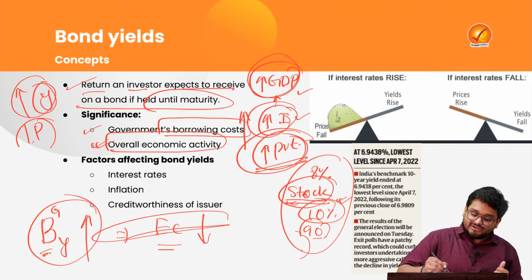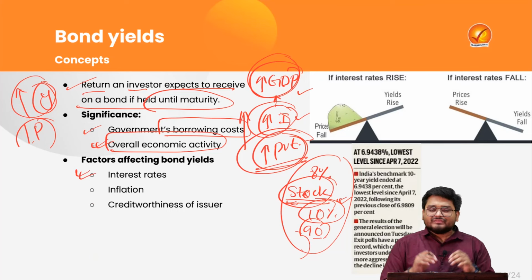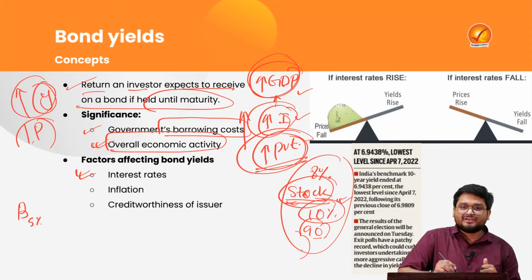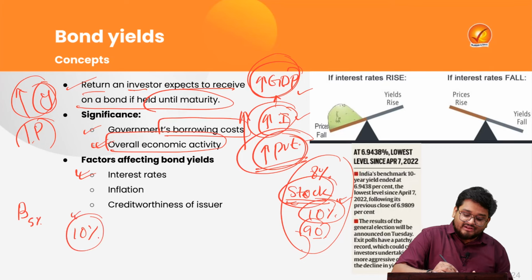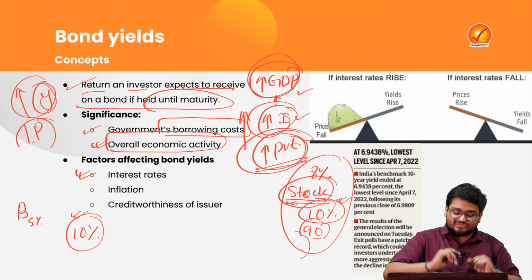And what are the various factors that affect the bond yields? Firstly, the interest rate. Now we understand that if we take a particular bond, say for example the bond is having 5% interest rate. Now if the bank interest rate, for example fixed deposit interest rate, is at 10%, now where will you be investing your money? Obviously at the fixed deposit rate, right? You will not be buying any government bonds.